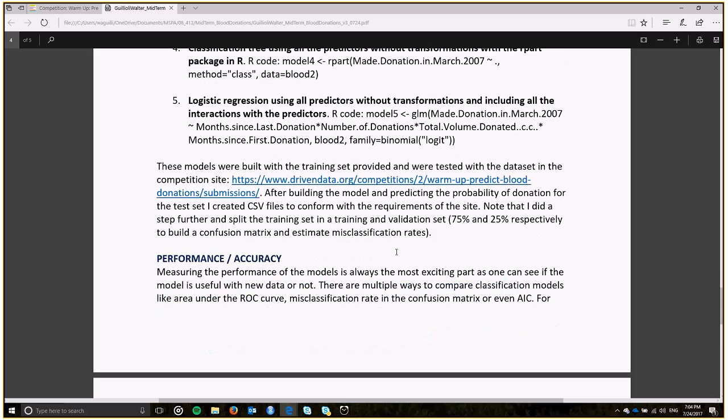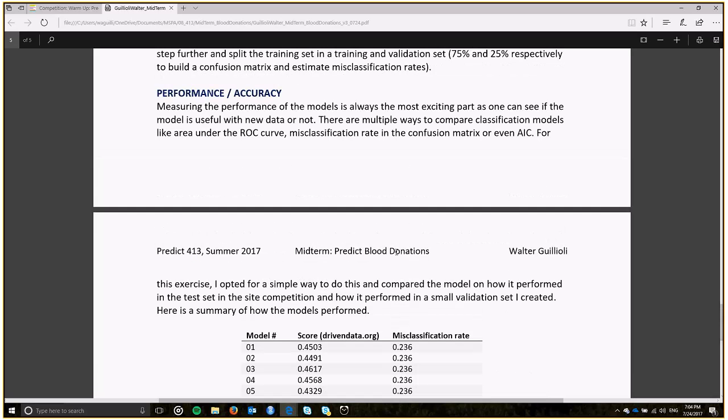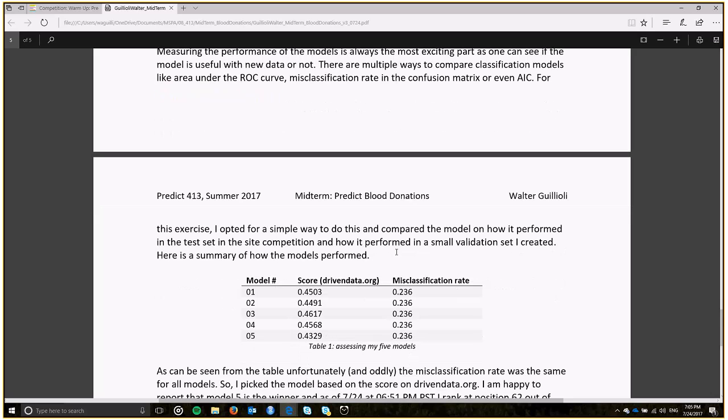Once I got into measuring the models, I could have done many things. I could have done area under the curve, confusion matrix, misclassification, AIC, etc. I decided to keep it simple here, and I basically let the score on the competition guide my model. But I also did a misclassification rate, and oddly, I got the same misclassification rate for all the models, and I'm still trying to understand that. I took the training set and split it into my own training set, 75% of observations, and then the rest as a mini test set. But I got the same rate, so I'm just not going to rely on that. But I decided to include it as it was a good learning for me.